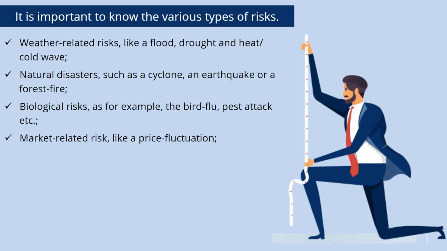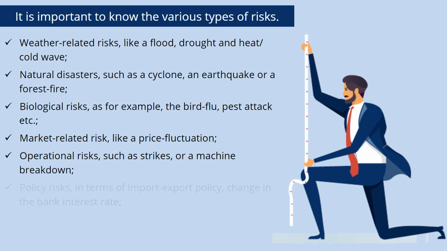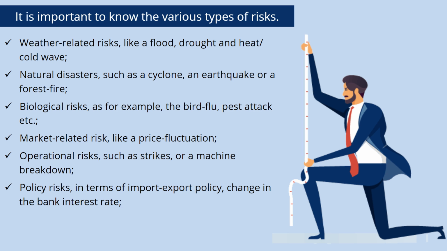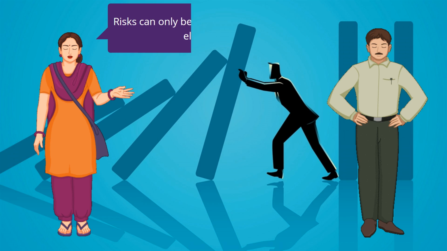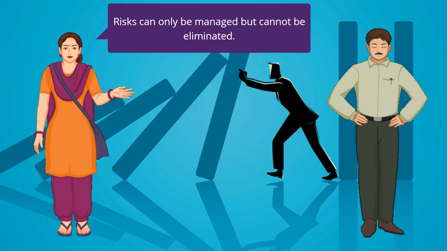Market related risk, like a price fluctuation. Operational risk, such as strike or a machine breakdown. Policy risk, in terms of import export policy, change in the bank interest rate, the risk of technological obsolescence, and political risk, as for instance, a change in government. Risk can only be managed but cannot be eliminated.